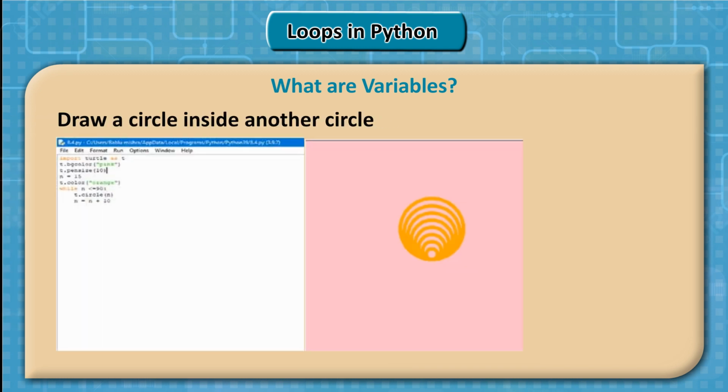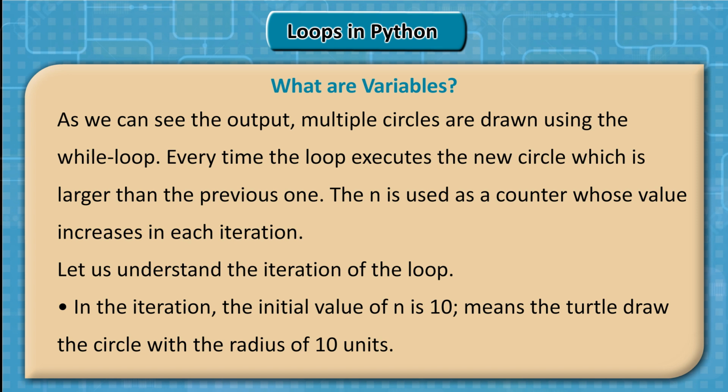Draw a circle inside another circle. As we can see in the output, multiple circles are drawn using the while loop. Every time the loop executes, the new circle is larger than the previous one. The n is used as a counter whose value increases in each iteration.